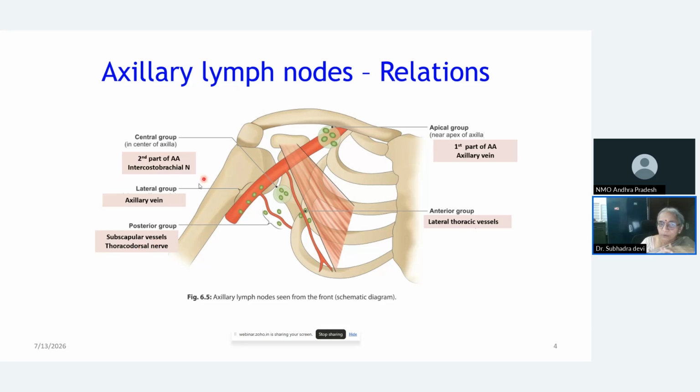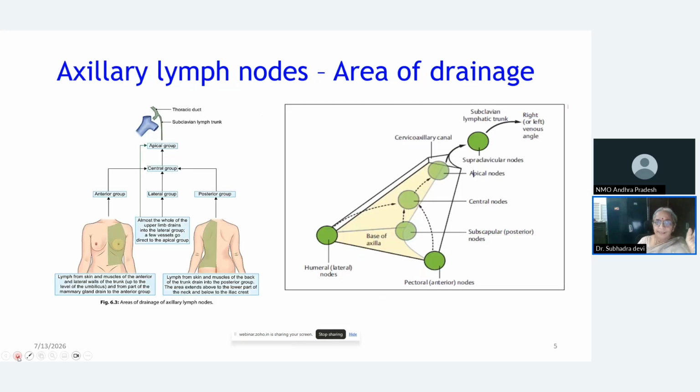That's why we should know the lateral group, axillary vein, they are related to it, and the central group, if you see, it is related to the second part of the axillary artery in general. Intercostobrachial nerve is related to this. Then if you see the apical group, it is related to the first part of axillary artery and axillary vein. So this relation is also important.